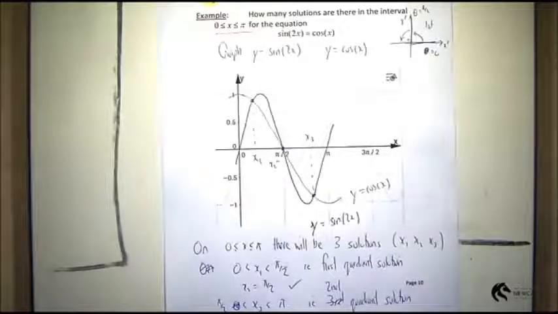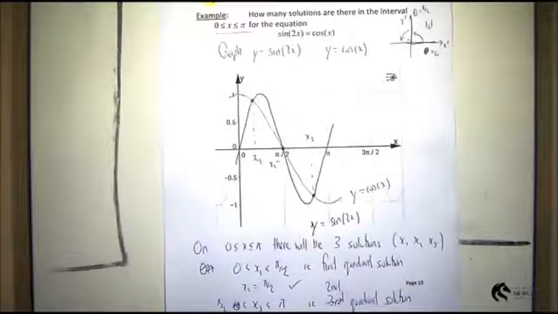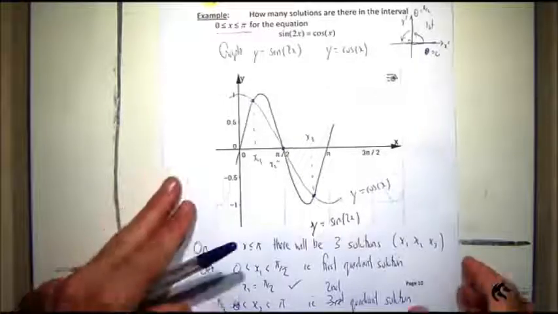Is there an even number of radians between x1, x2 and x3? Are these solutions symmetric? Yes. That's not a very informative answer, but you'll see why at the end. I'll tell you how I know that. But that's a good observation.